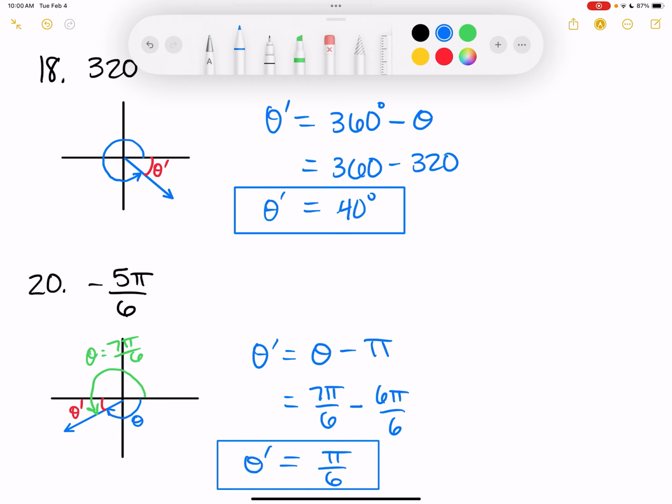I'm so confused about how we got 7 pi over 6. Where did that come from? It's the positive angle. So 2 pi minus 5 pi over 6 is 7 pi over 6. 2 pi over. Wait, 2 pi over. So it's just the common.